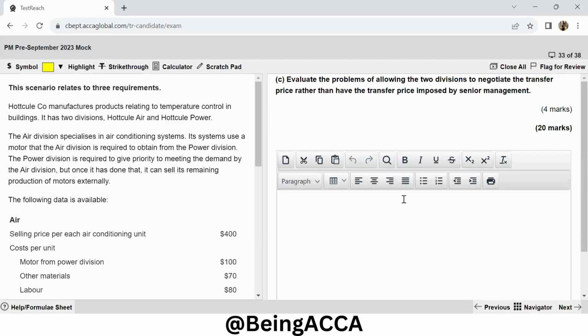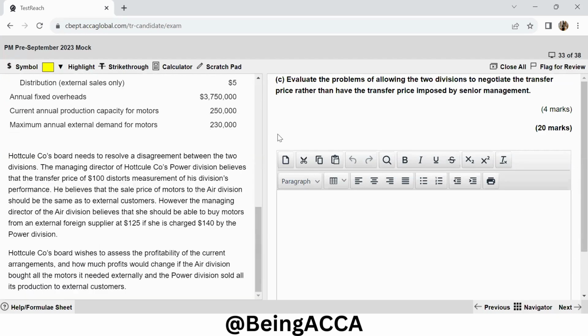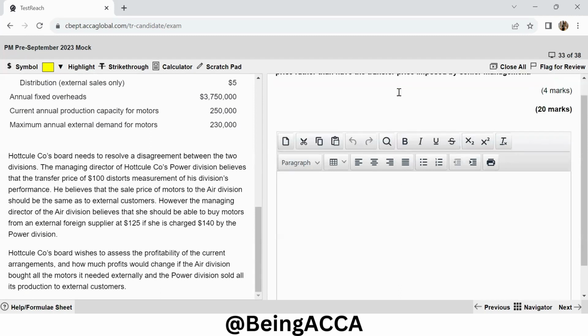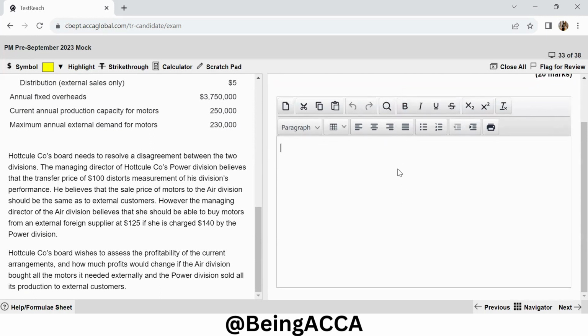This is a discursive part, and it wants us to evaluate the problems of allowing the divisions to negotiate the transfer price rather than have the transfer price imposed by senior management. Now we have to list down a few problems where we are allowing negotiation between these managers for the transfer price. So what are the difficulties that can arise? The number one difficulty is that the actual transfer price may be determined by the relative strength and negotiating abilities of the two divisions.